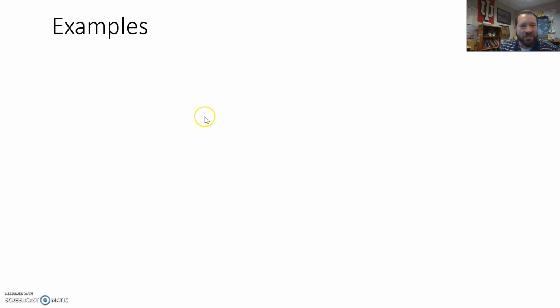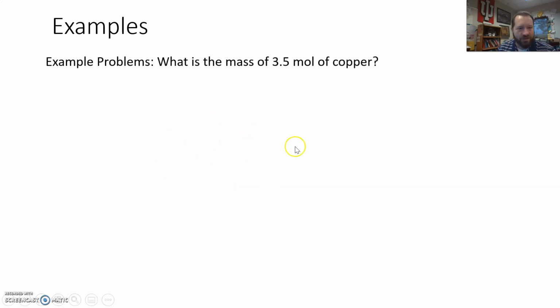All right, so taking a look at some examples for molar conversions. For example, you might be given a problem. What is the mass? When we're working with mass, we'll usually be working with grams. What is the mass of 3.5 moles of copper? All right, well, we're back to a factor label type of problem.